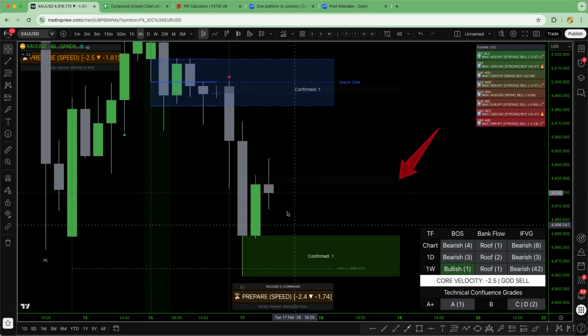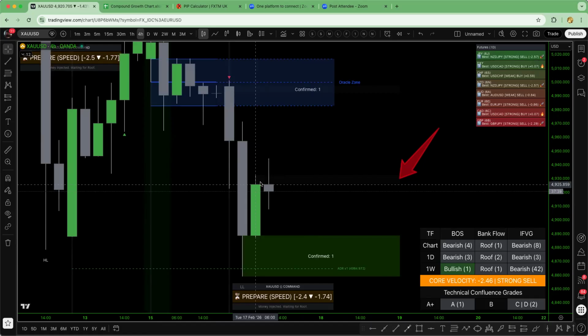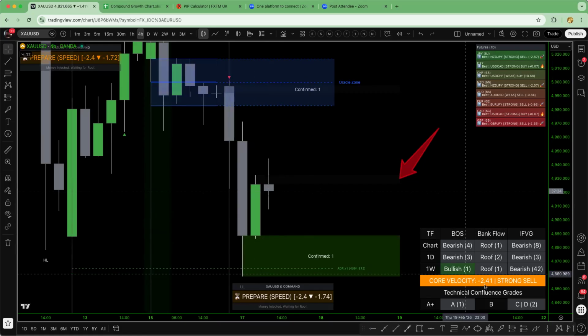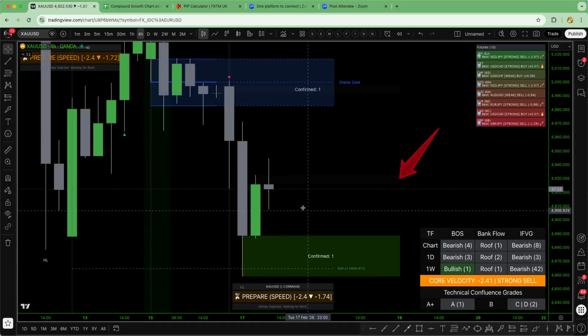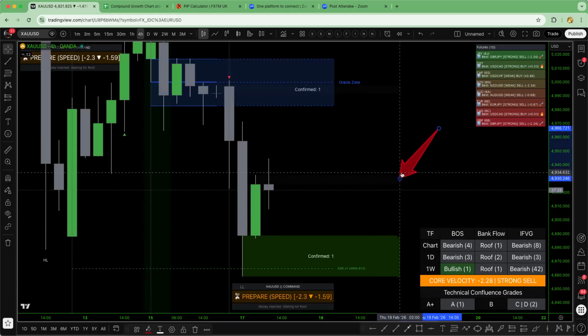But right now, we can still see price is not confirmed with this move just yet. So you can see as it's pulling back, it's going to strong sell now because we can see price is pulling back. But if we start to see more of an aggressive sell, it will stick onto god sell. And then if it becomes really aggressive, it will change into hyper sell. Yeah. So now, boom, let's just go back to it.